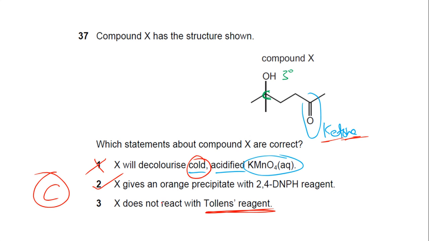So it's true that this compound X will not react with Tollens reagent because it's a ketone, and ketones do not react with Tollens reagent. They do not get further oxidized. So this statement is correct as well, and so the answer is C, confirmed.